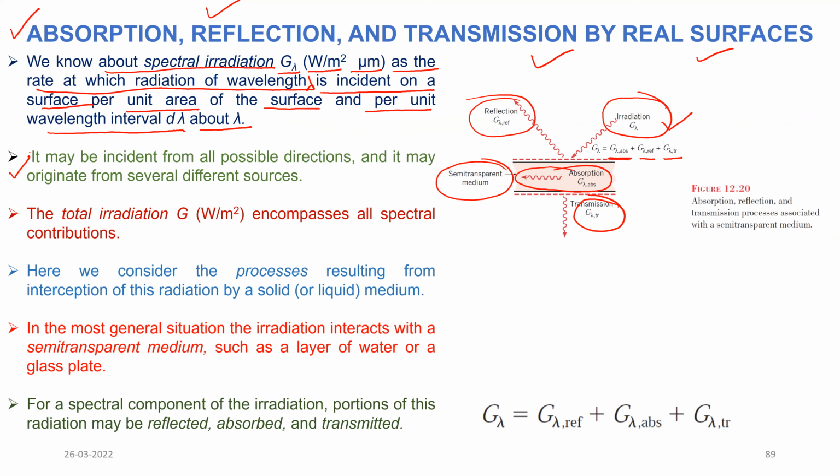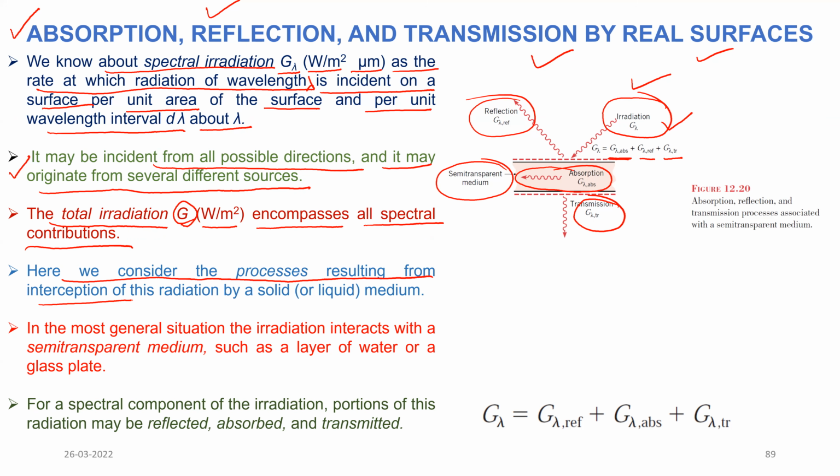This irradiation may be incident from all possible directions and may originate from several different sources. The total radiation G. So if I have to calculate the total irradiation, that means I have to cover the whole wavelength range. So that becomes G. Its unit would be watt per meter square, and it involves all spectral contributions. Here we consider the processes resulting from the interception of this radiation by a solid or liquid medium. So liquid medium will be a sort of semi-transparent medium, whereas the solid medium will be an opaque medium through which the energy cannot be transmitted.